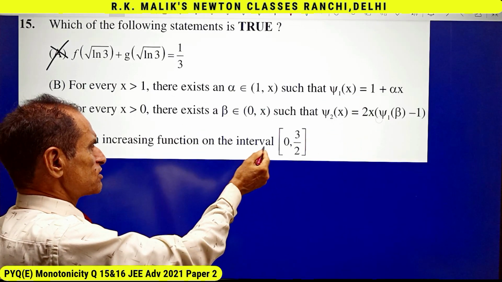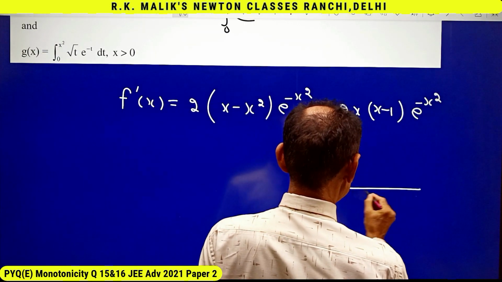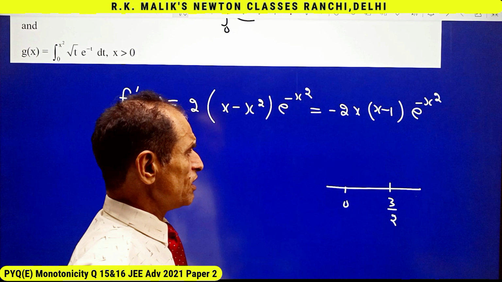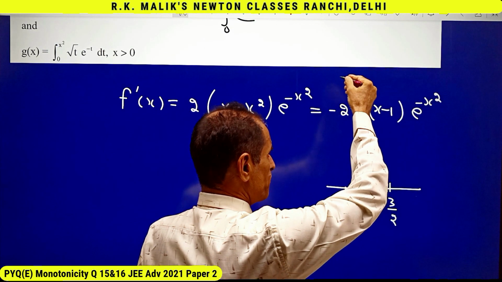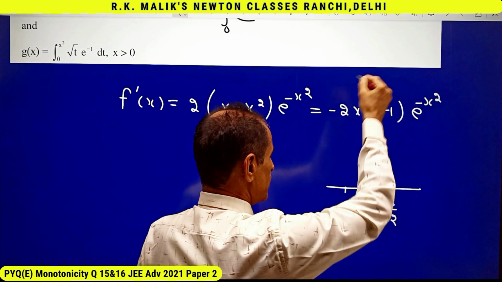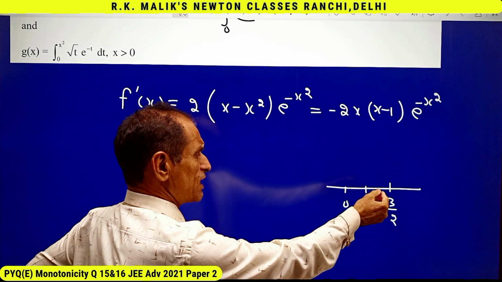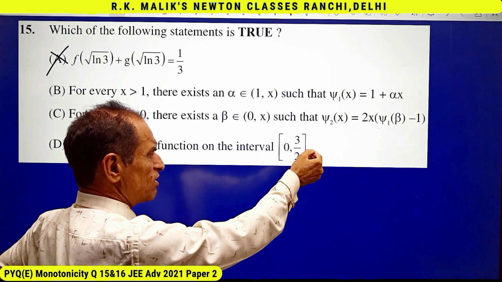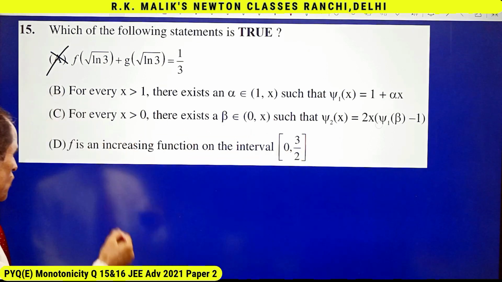As in the question, we had to discuss the monotonicity in the interval 0 to 3 by 2. In the interval 0 to 3 by 2, this whole can be positive also and negative also, because for x between 0 and 1, this whole will be positive. For x between 1 and 3 by 2, this whole will be negative. Therefore, I can say f dash x in this whole interval can be positive also and negative also. Hence, I can say in this interval, f is increasing also and decreasing also. Hence, I can say D choice is wrong.